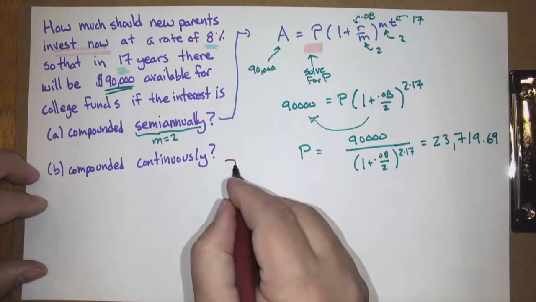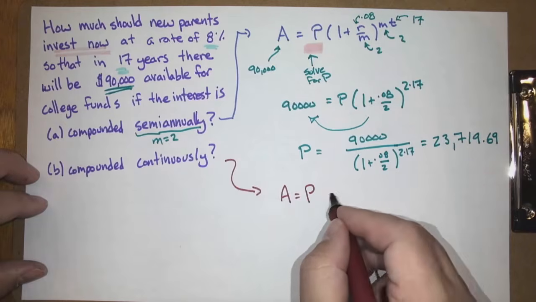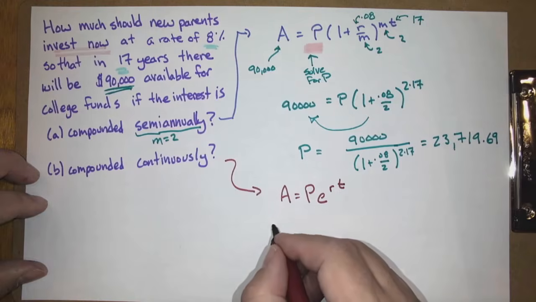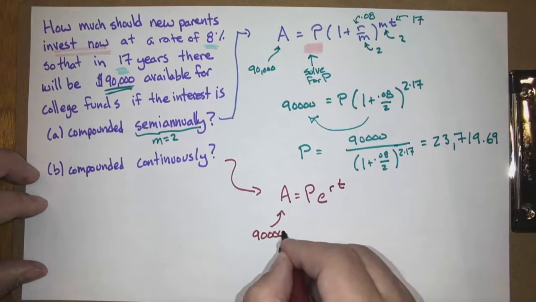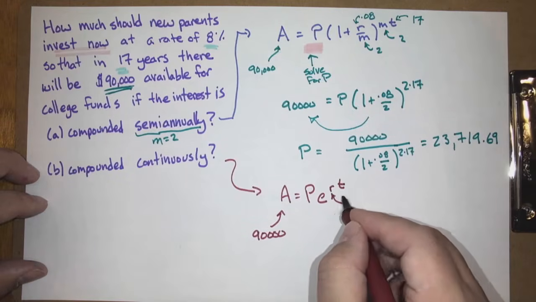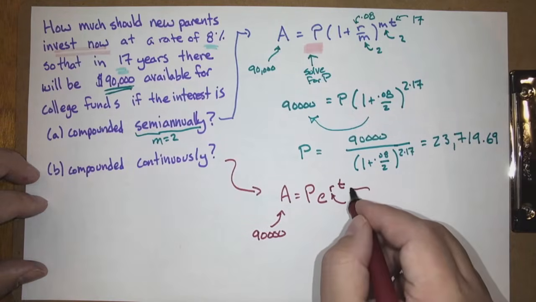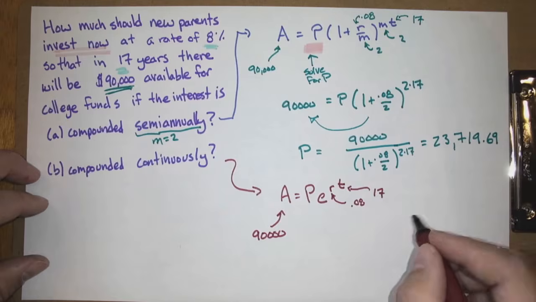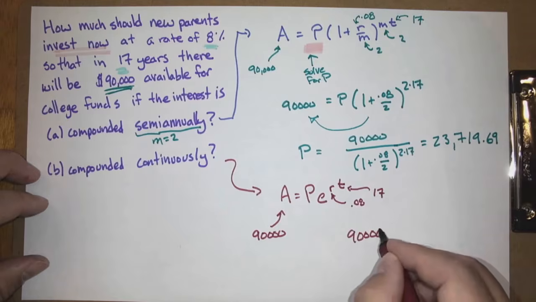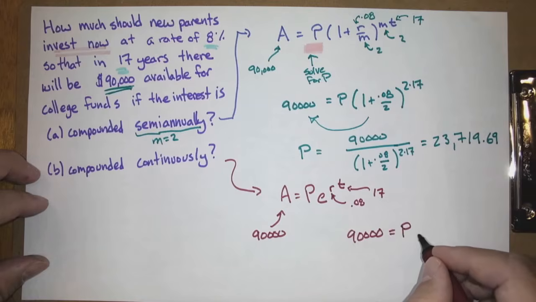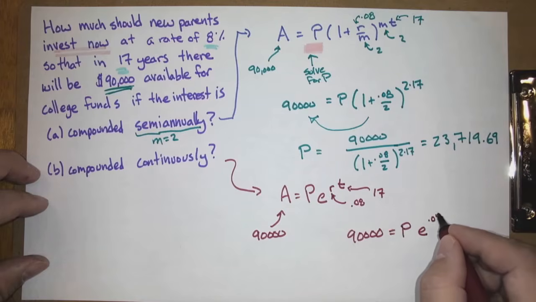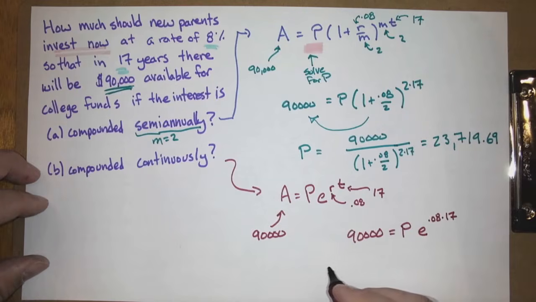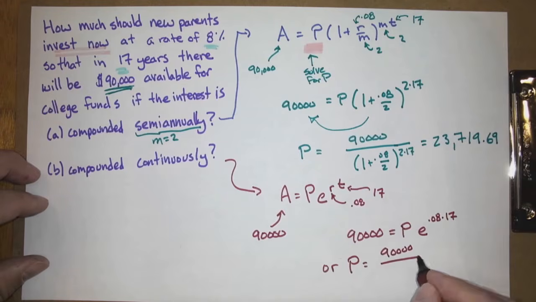And so for part B, we have A is P e to the R t, but of course the same symbols have the same values, so we still have the 90,000, the 0.08 for R, and t being 17. So this becomes 90,000 is equal to P, the thing we're trying to solve for, times e to the 0.08 times 17, or P is 90,000 divided by e to the 0.08 times 17.